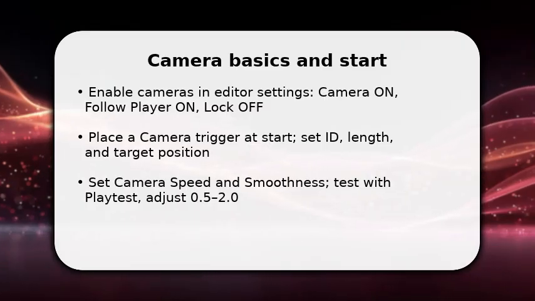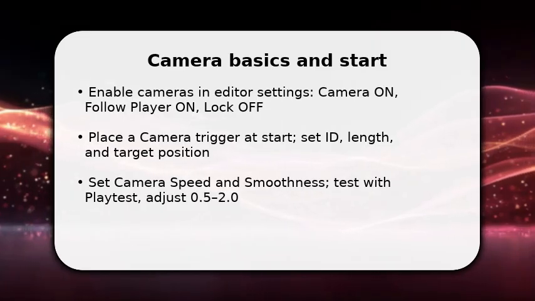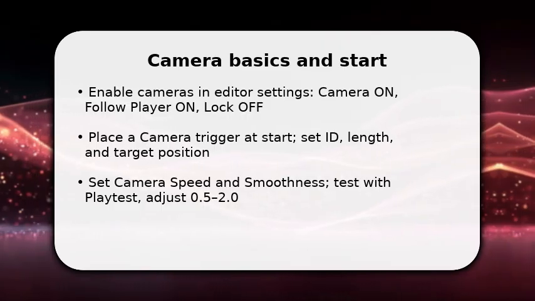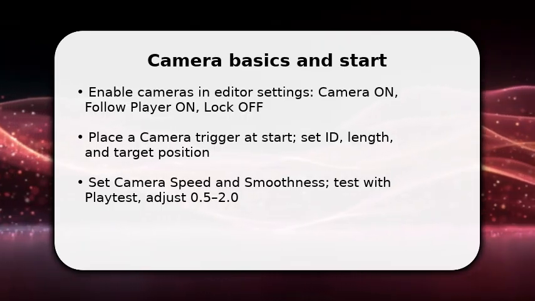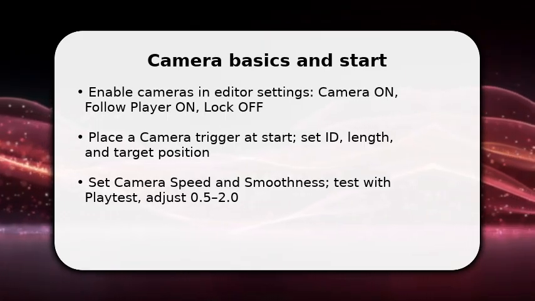You already have the level open. Enable cameras in the editor settings and choose Follow Player. First, place a camera trigger at the beginning of the section you want to control, assign an ID and a clear target position. Then adjust length so the camera affects only that segment.